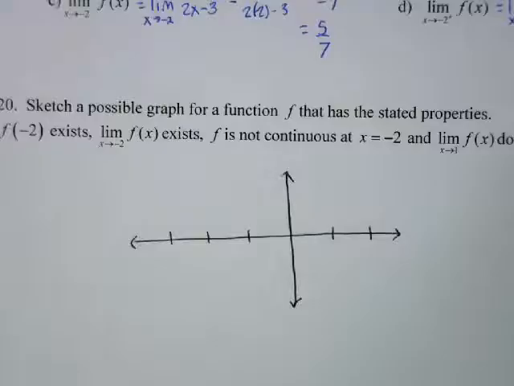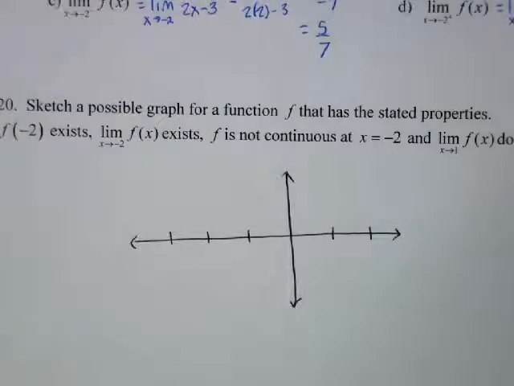Okay, so we're going to sketch a possible graph. Now keep in mind there's different correct ways to draw this graph. This one's asking for f of -2 to exist and the limit as x approaches -2 to exist, but it is not continuous at -2. And then at x equals 1, the limit does not exist.